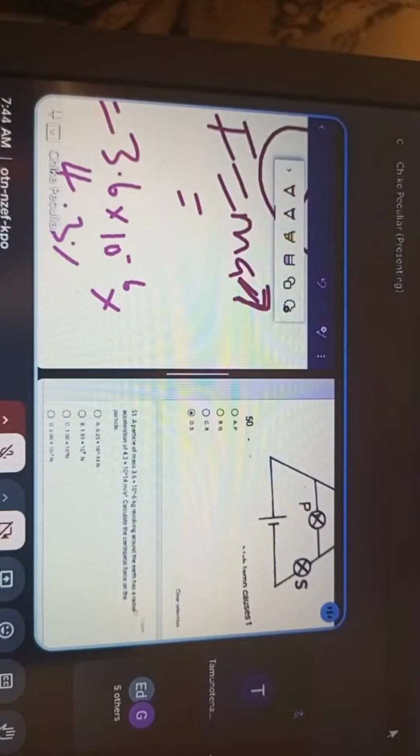So let me type that into my calculator. 3.6 times 10 to the power of minus 6, times 4.3 times 10 to the power of 14. Please also confirm, okay? So that we can all cross check. So I have 1.55.